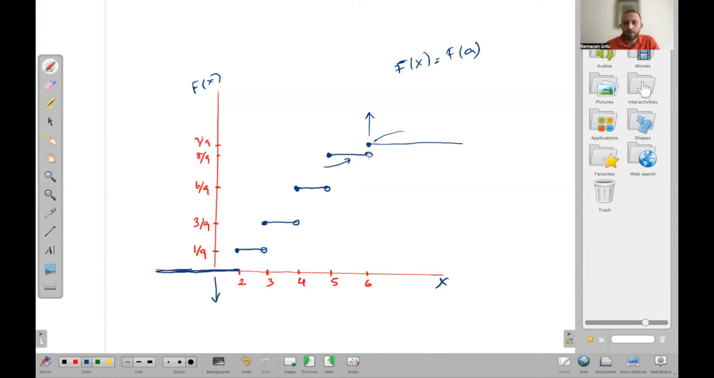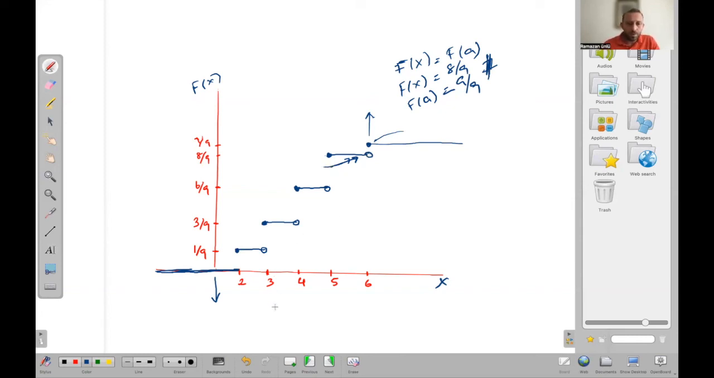So this point has no value. I mean, if I reach this point from the left-hand side, and let's say this is the point a, F(x) will be 8/9, but F(a) is actually 9/9. So they are not equal. That's why this function is not left continuous.